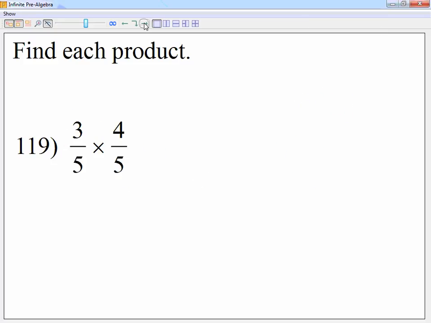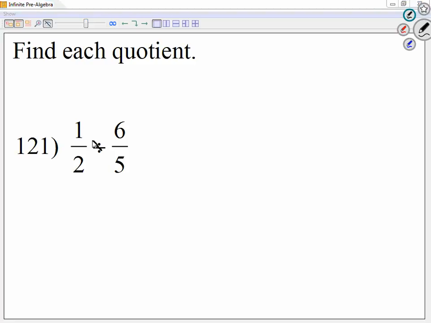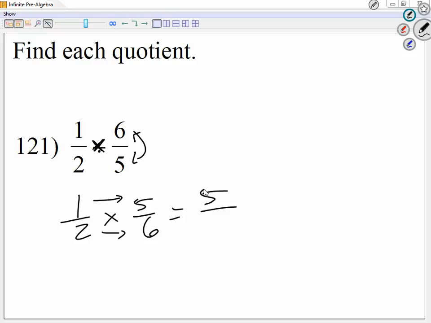Okay. Now looking at 121, we have division. For division, my division sign, I'm going to change it to times because we know how to multiply. But my second fraction, I'm going to flip it. What I mean is that I have 1 over 2 times 5 over 6. I do the reciprocal of the second fraction. I'll flip it. Now I'm going to multiply straight across. On the top, 1 times 5. At the bottom, 2 times 6. My answer is 5 over 12. So for division, change it to multiplication, and then flip the second fraction.